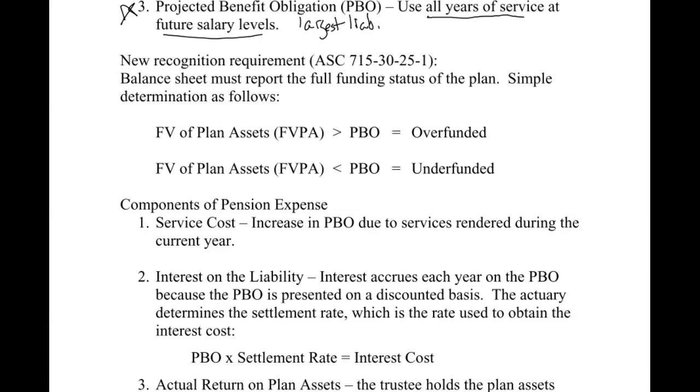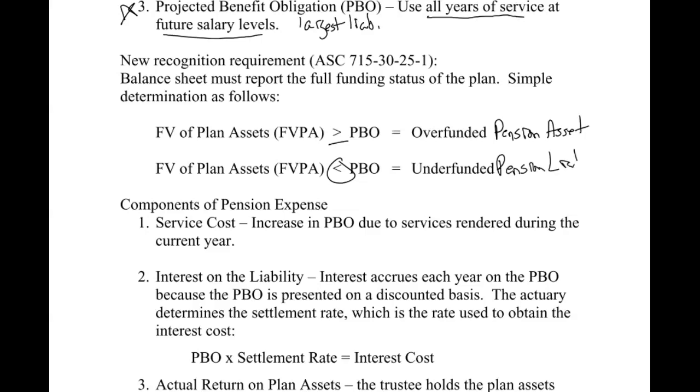So if the fair value of the plan assets is greater, that's a good thing, right? We have more invested than our obligation, so we're considered overfunded. If the PBO is less, we would have a pension asset because we have more invested than our obligation. If the plan assets are less than our obligation, which is often the case, we are considered underfunded, and we'll call that a pension liability.